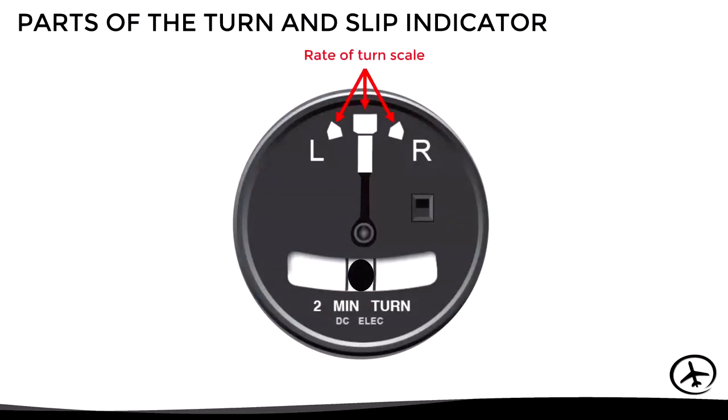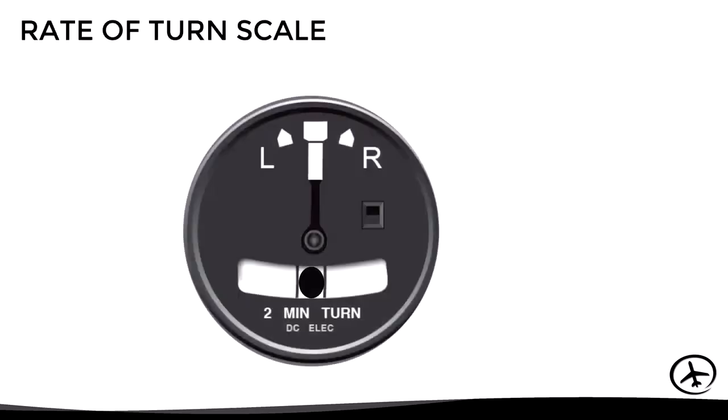In the upper part we have the rate of turn scale with its corresponding needle. And in the lower part we have the liquid-filled capsule of the inclinometer and a solid ball which is free to move within the capsule. Let's take a closer look at the rate of turn scale and how to interpret it.